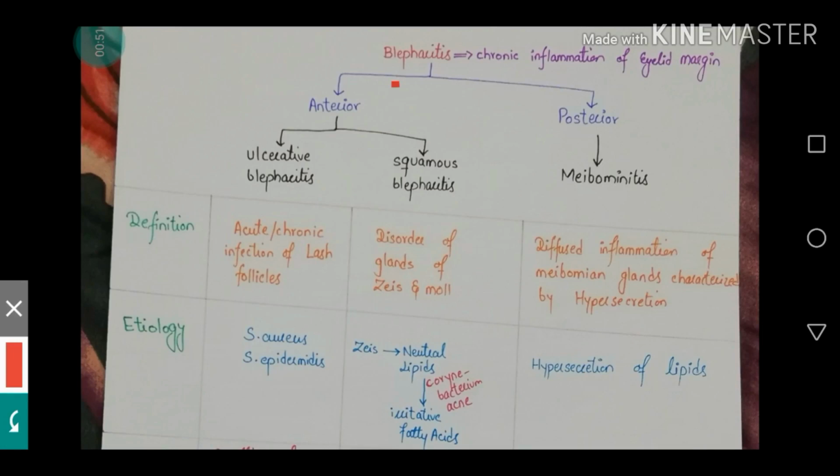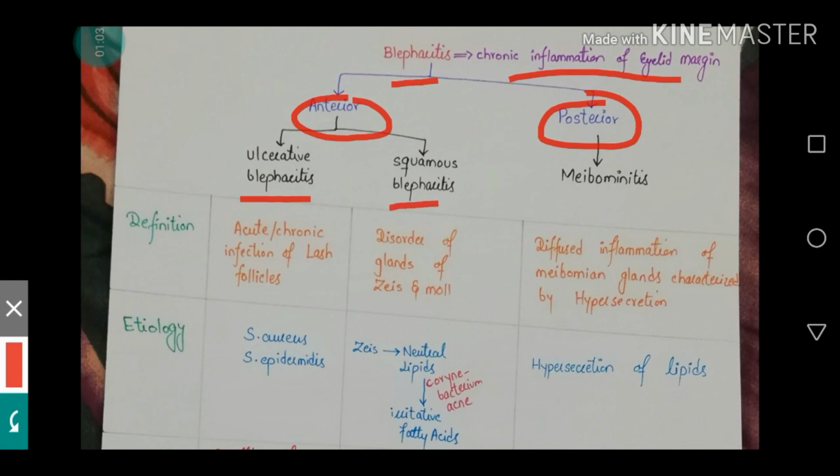So blepharitis is chronic inflammation of the eyelid margin. It is divided into two types, the anterior and the posterior. Anterior is further subdivided into ulcerative blepharitis and squamous blepharitis. However, posterior blepharitis has one subdivision, that is meibomianitis.